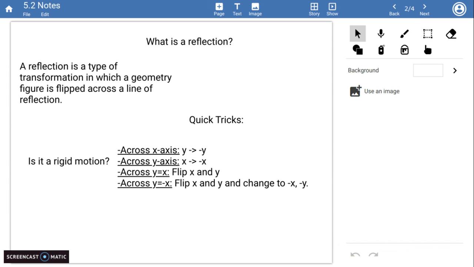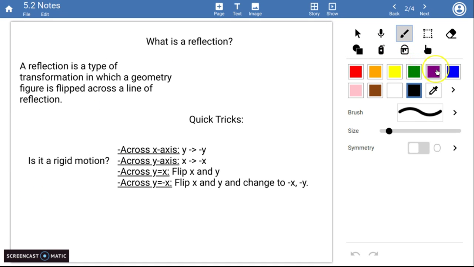What is a reflection? It is a type of transformation in which a geometric figure is flipped across a line of reflection. A line of reflection, you'll be asked to reflect something. So let's say this green figure is what you start out with.